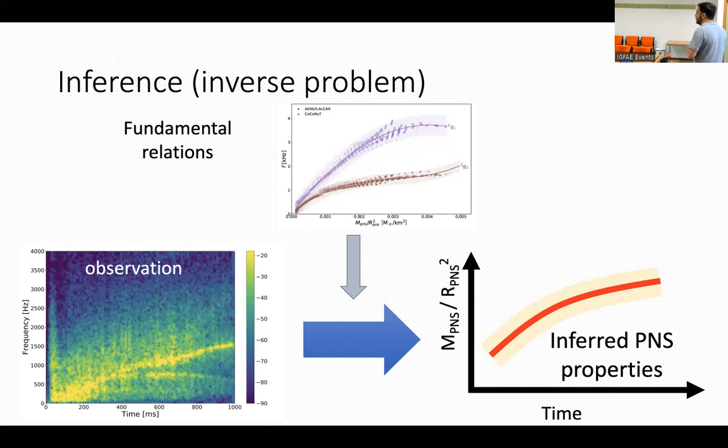Now we can obtain the evolution of the physical parameters of the proto-neutron stars using the fundamental relations we have derived from the analysis of the proto-neutron star normal modes of oscillation.